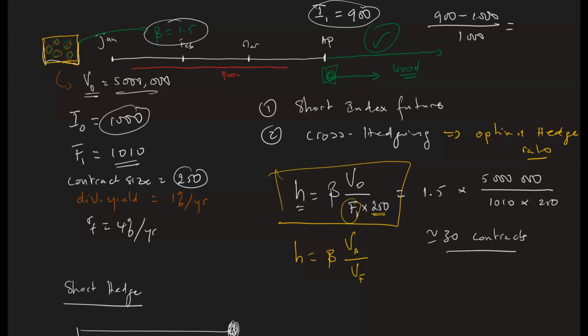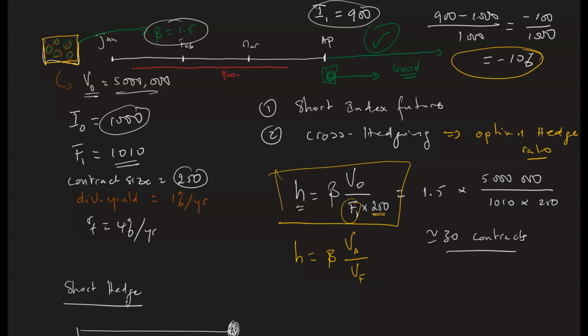That gives us minus 100 divided by 1000. That's going to be minus 10%. So the index return is going to be negative 10%. So the market itself fell by 10% during that period.